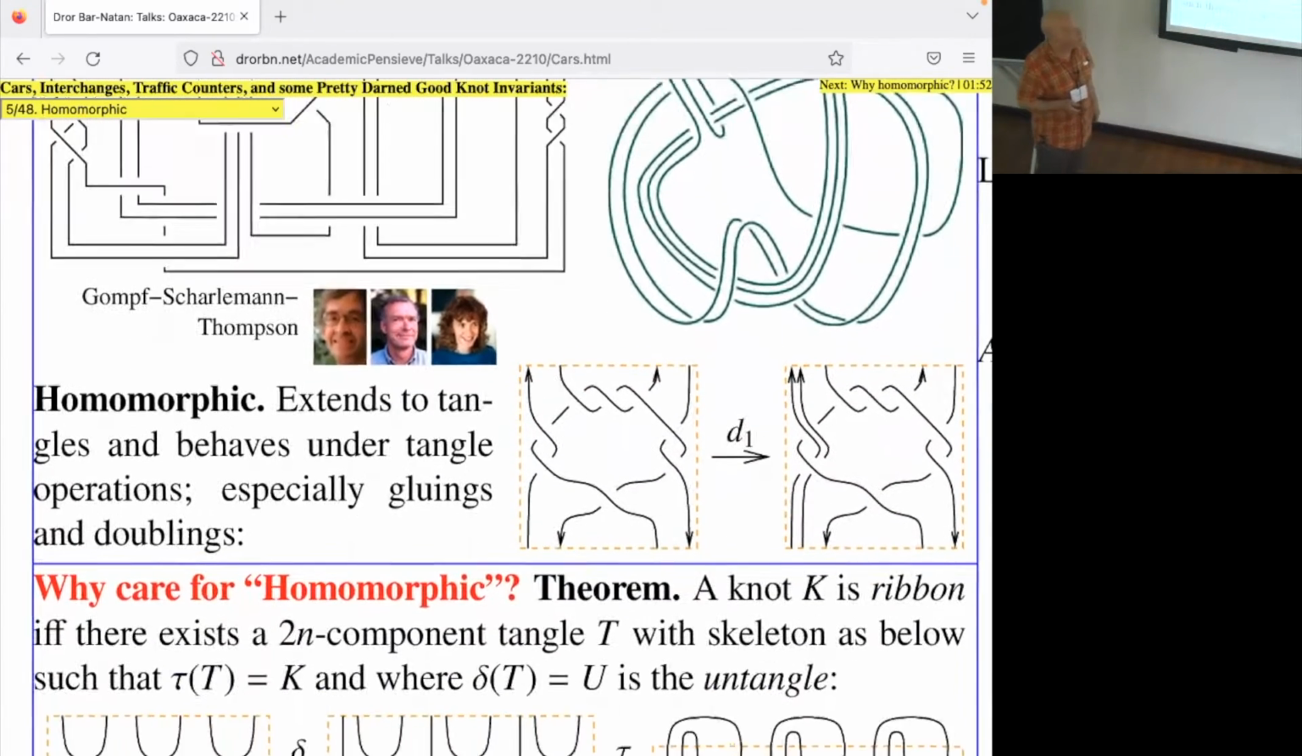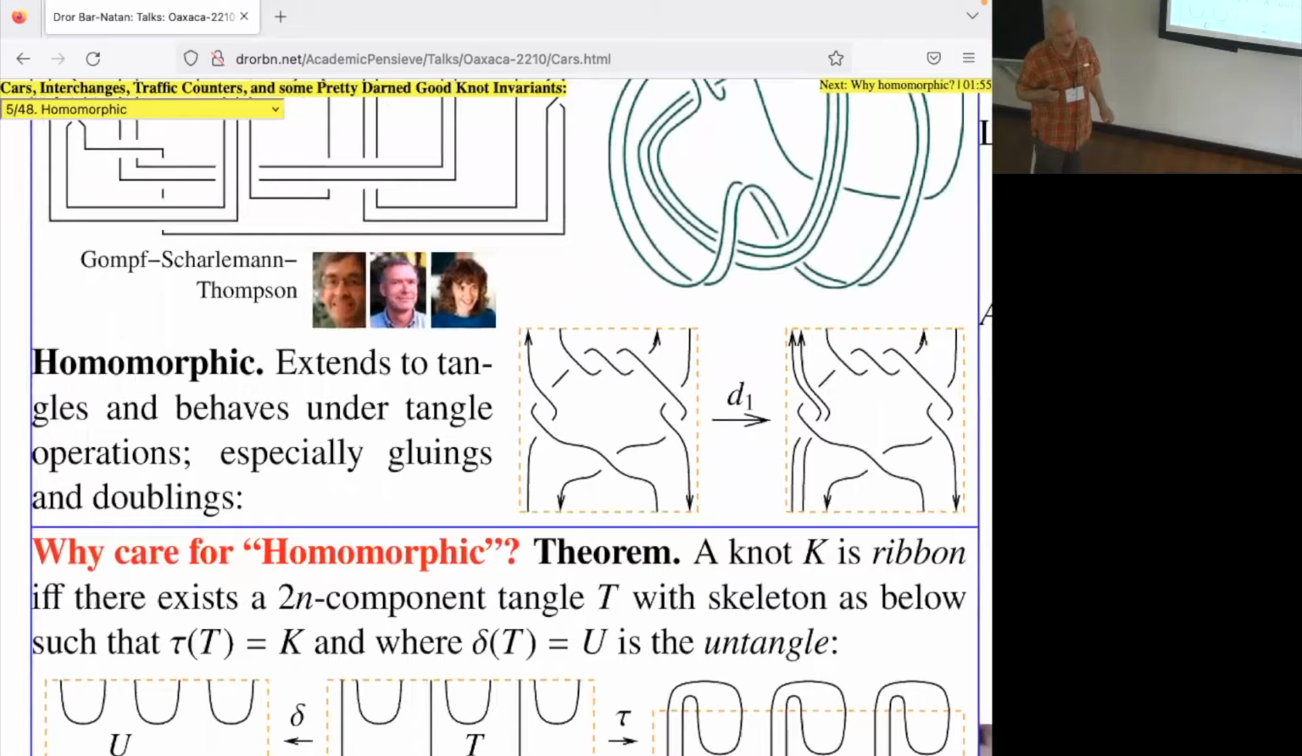And homomorphic means the following, and I'm slightly imprecise. Everything can be made more precise, but I'm not going to do it right now. So I wanted to extend to a tangle invariant. So I want good invariants to extend to be tangle invariants. And I want them to be well-behaved under tangle operations.